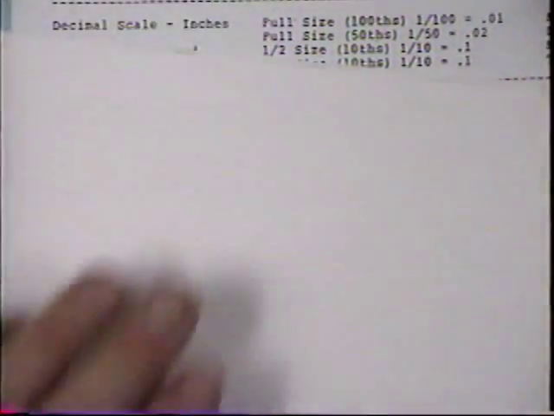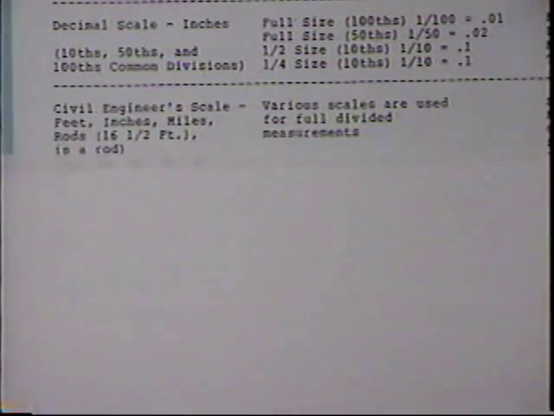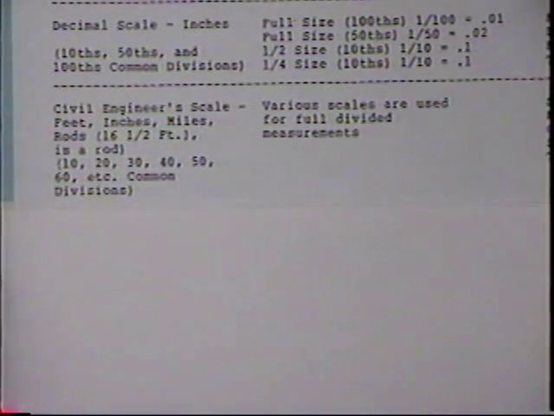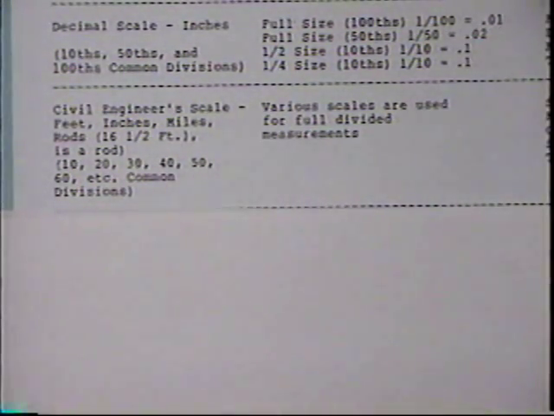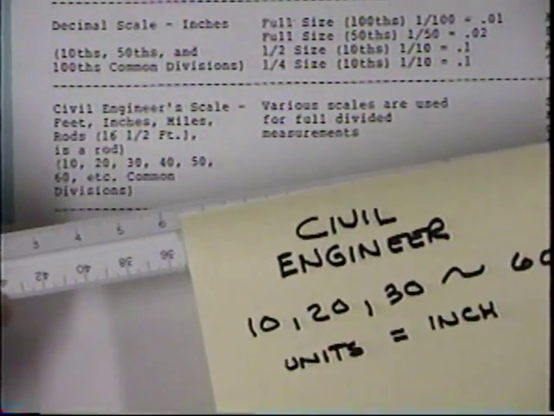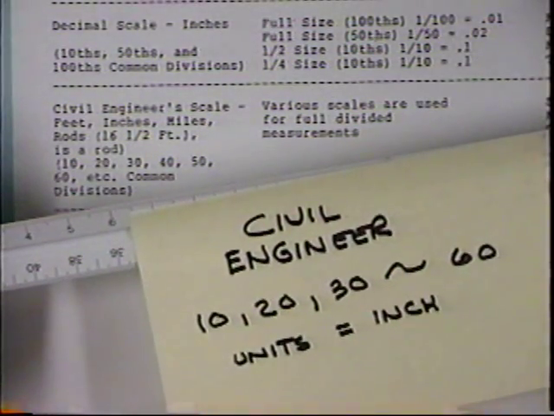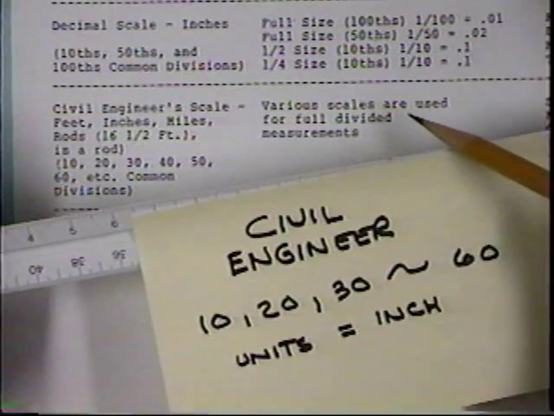Decimal inch scales, common in mechanical design, common in the machine shop and manufacturing, and now we'll go to the civil scale. Civil engineer scale, we use the civil engineer scale for working with maps and working with geography and working with a lot of different, to get from here to there. And we can use various scales.